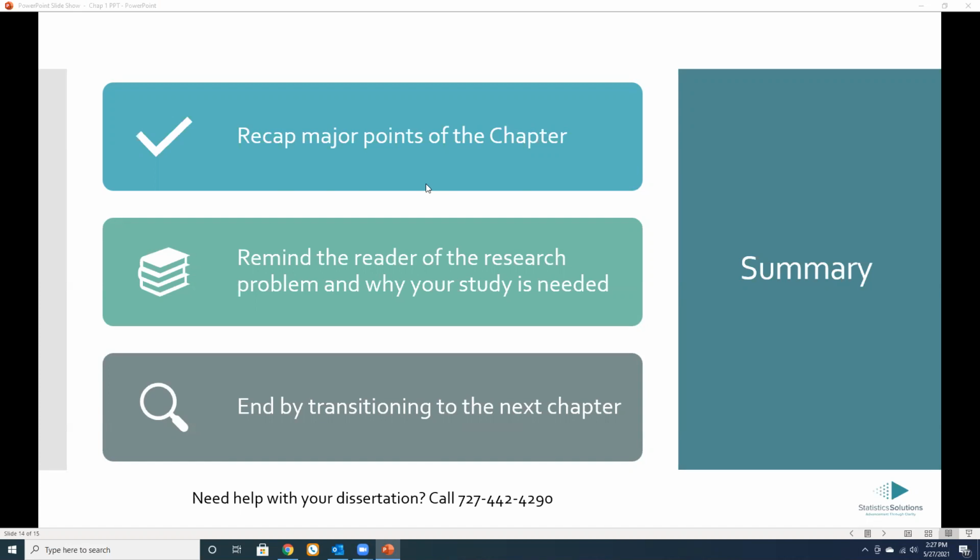Remind the reader of the research problem and why your study is needed and important. And you can end the study by transitioning to the next chapter, like what the next chapter is and will include, if you wanted to do that.